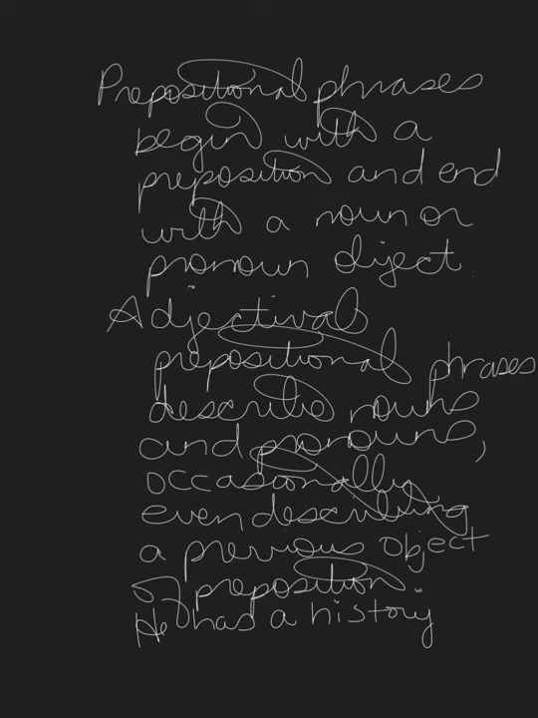You have two kinds of prepositional phrases. The first one is an adjectival prepositional phrase. Adjectival prepositional phrases describe nouns and pronouns, just like one-word adjectives do. Occasionally, this means that an adjectival prepositional phrase can even describe a previous object of preposition. And here's an example of this last idea.